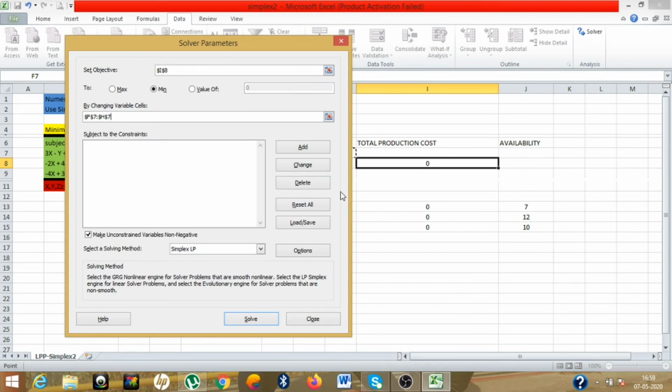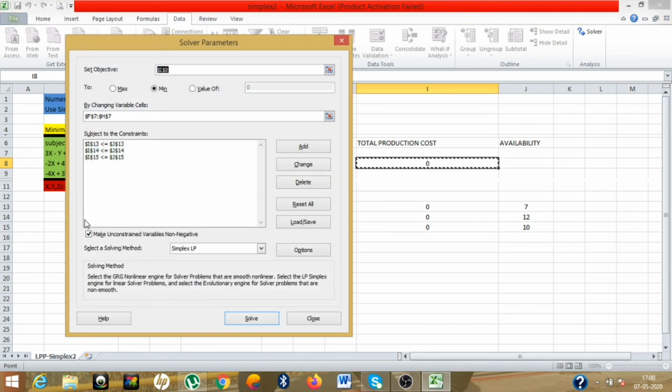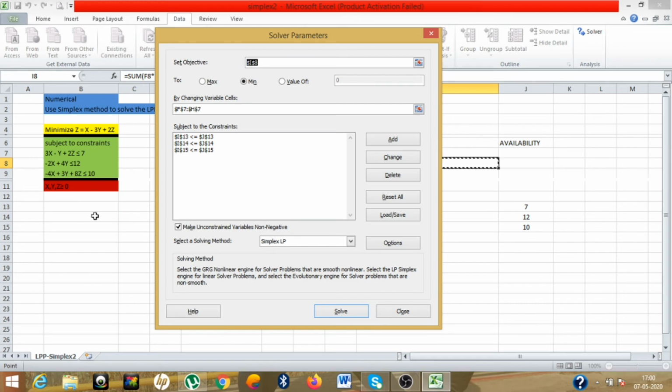Then we have three constraints, constraint 1, 2 and 3. We will add these three constraints. So add constraint number 1, that must be less than or equal to 7. Add the second constraint less than or equal to 12. Add the third constraint less than or equal to 10. Make sure this box is checked. It shows make unconstrained variables non-negative, that is it fulfills x, y, z greater than or equal to 0, and our solving method is Simplex LP.